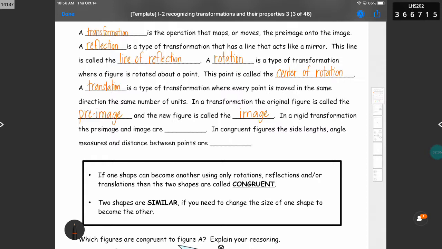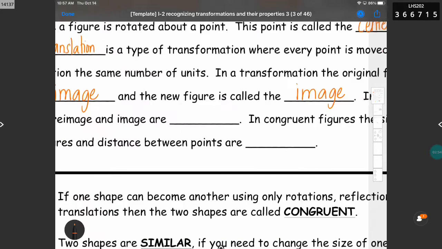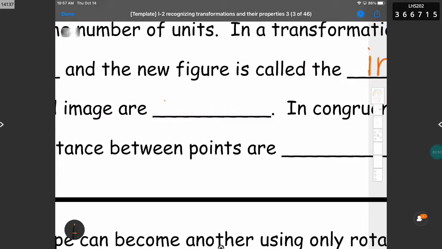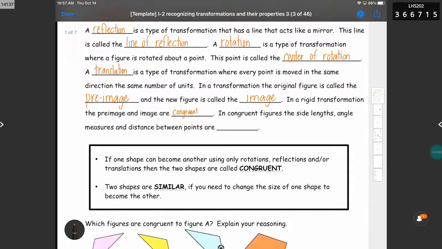Who knows what congruent means? Anybody know what congruent means? The same. They are the same. They are equal. They are congruent. All of those words are interchangeable. In congruent figures, the side lengths, the angle measures, and the distance between the points are the same.